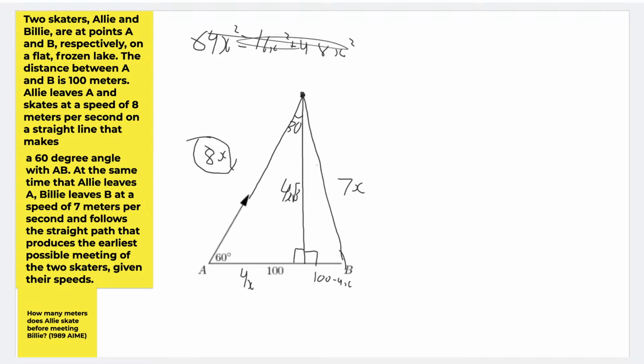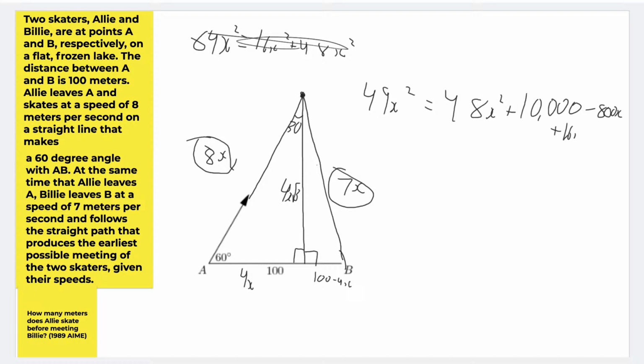So, using the Pythagorean theorem, this is the hypotenuse, so this is 49x squared equals 4x times the square root of 3 squared, which is just 48x squared, plus 100 minus 4x squared. 4x to the power of 2, which is 10,000 minus 800x plus 16x squared. Now after you subtract 49x squared from both sides, you should get 15x squared minus 800x plus 10,000 equals 0.